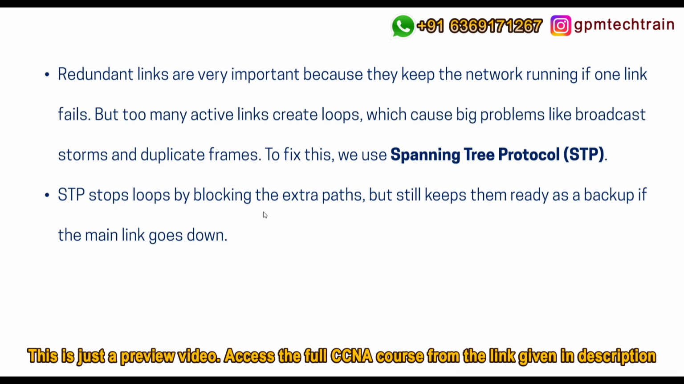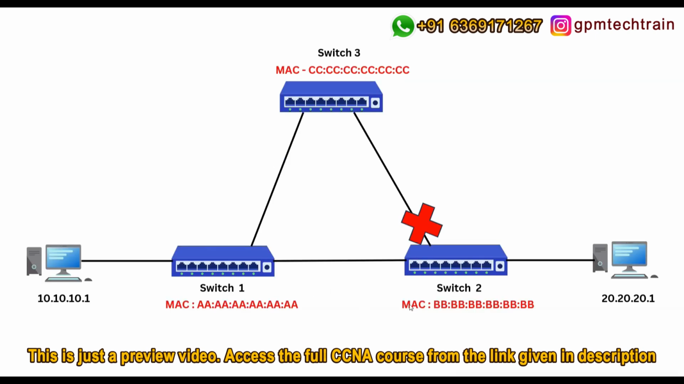It stops loops by blocking the extra path, but still keeps it ready as a backup if the main link goes down. It's very important. What happens in this topology? It's not going to physically do anything, just logically it's going to shut one path. Physically it is connected and the topology is set in such a way. However, STP, based on its mechanism, is going to put one port in a disabled or down, blocked state, by which it will avoid the loops. At the same time, physically it is connected; the topology remains the same.